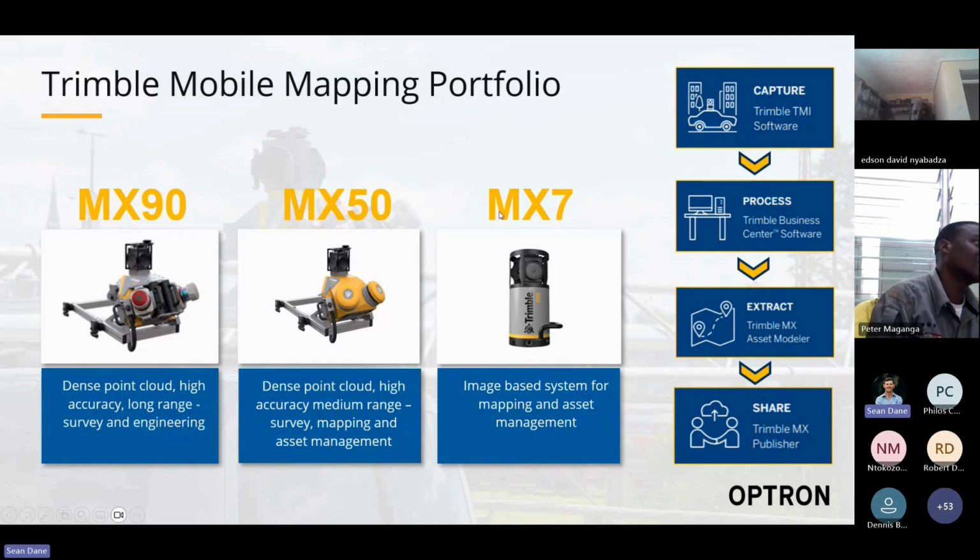On the right-hand side, the MX7, so that's an image-based solution only, so it's just a camera system with an IMU, more entry-level and imaging only. All right, we'll take a look on the right-hand side at the workflow a little bit later, but just to give you an interlude: you're capturing your data with the hardware in the field, pulling the data into office software to process, and then from there you're extracting your deliverables and sharing with your customers, your clients, your colleagues as you go.